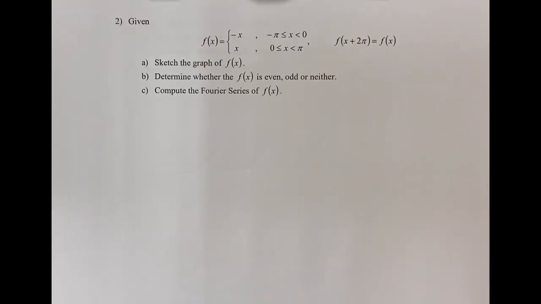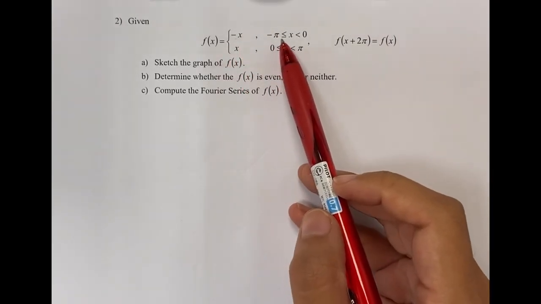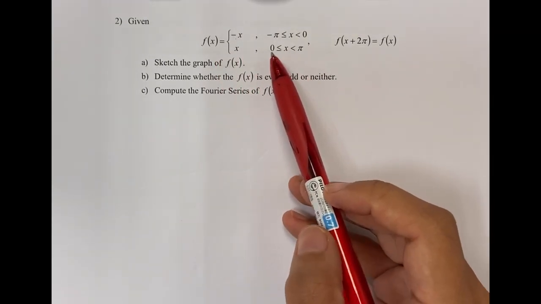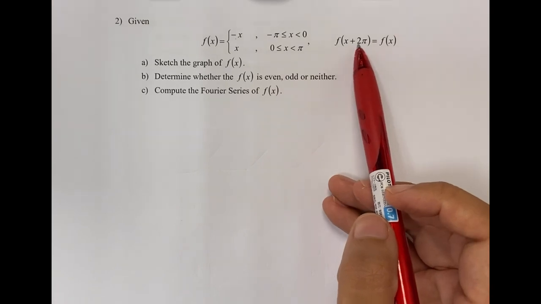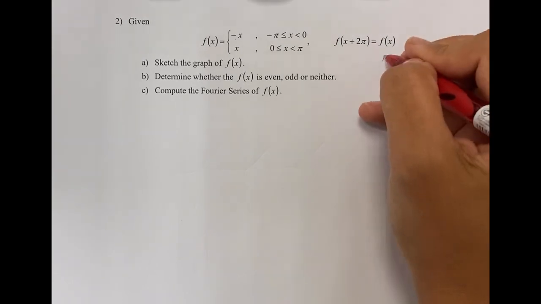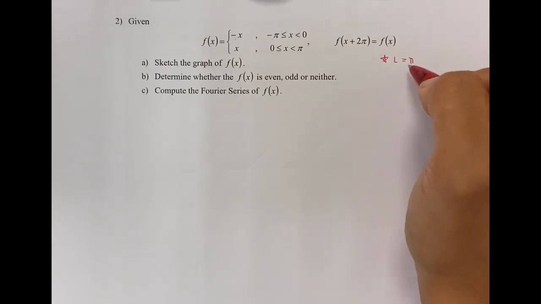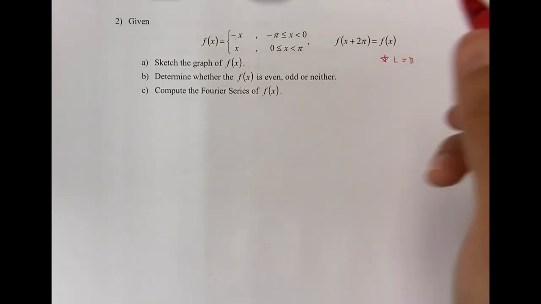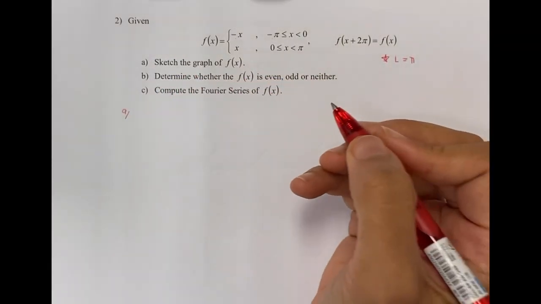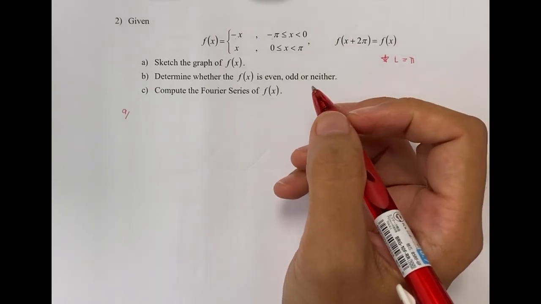Okay. Second example, given f(x) equal to negative x for negative pi to 0, f(x) equal to x if your x is from 0 to pi, then f(x) plus 2 pi equal to f(x). Again, our L is equal to pi. This is negative L to L. So again, L is equal to pi. You need to sketch the graph. Of course, A, sketch the graph. B, determine whether the f(x) is even, odd or neither. And C, find what is f(x), Fourier series.